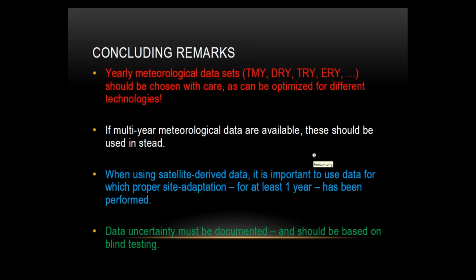And in many cases you'll use satellite-derived data. Then it's important to use data that has been properly site-adapted. There was a previous ISES webinar, I think last year, where there was a very nice explanation of site adaptation by experts in this. And this should be done with at least 1 year of ground-based data of high quality. And finally, data uncertainty must be documented and should be based on blind testing.